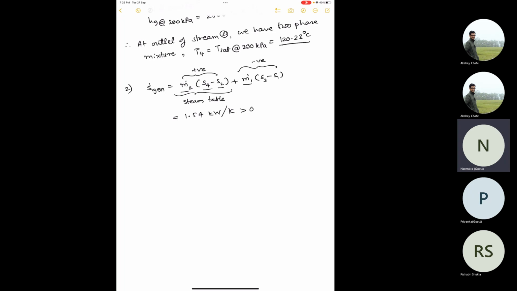Thermodynamics is itself a conceptual subject, sir. Every time you have to concentrate and think a lot. When you do the question, it feels very easy or trivial, like why are we doing this enthalpy balance every time? But it depends how much you want to think. Thermodynamics is like that. So anything other than this, Narendra?